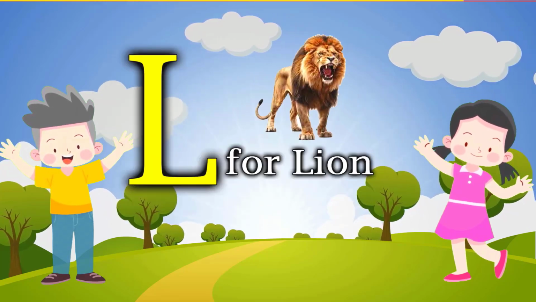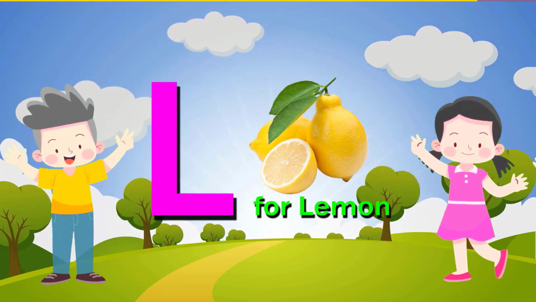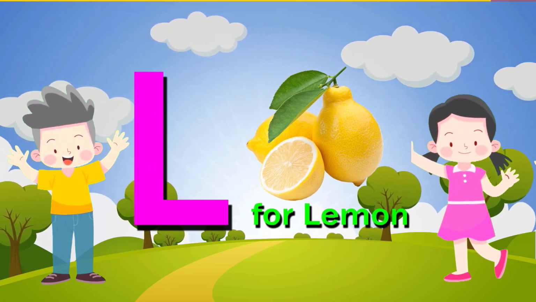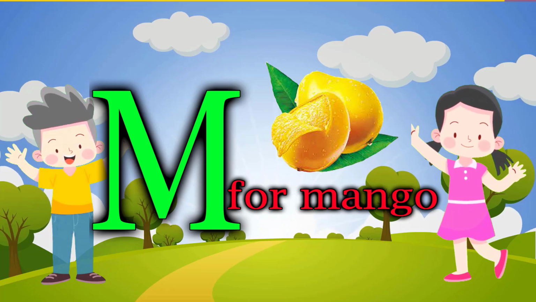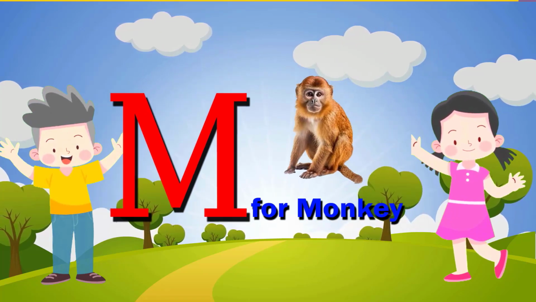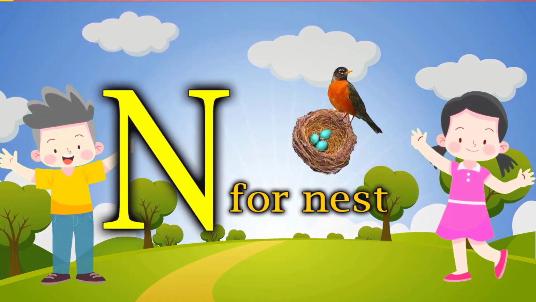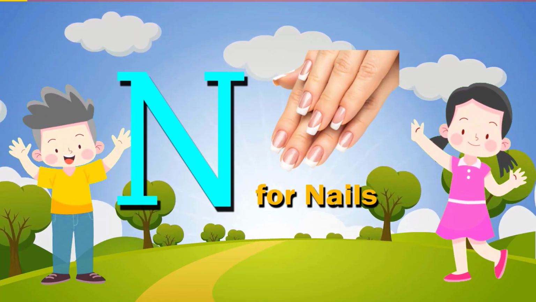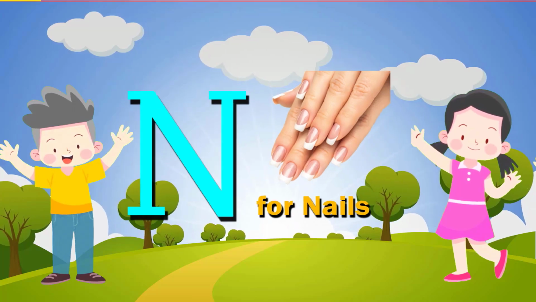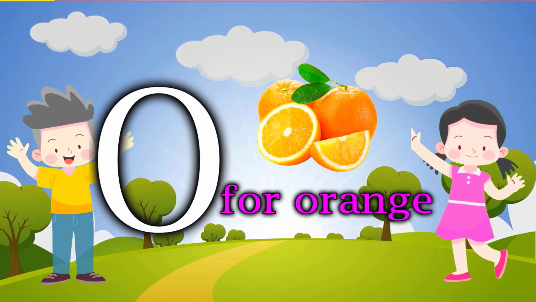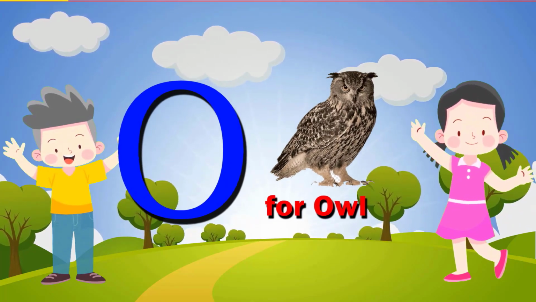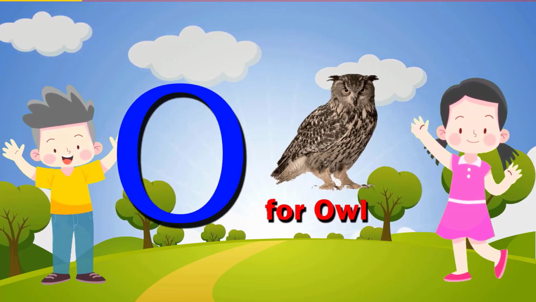K for kite, K for kids. L for lion, L for lemon. M for mango, M for monkey. N for nest, N for nails. O for orange, O for owl.